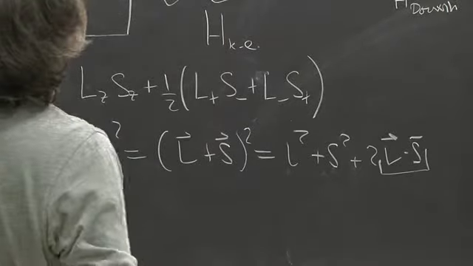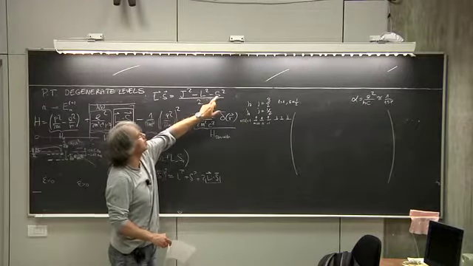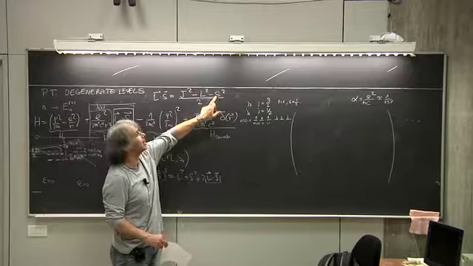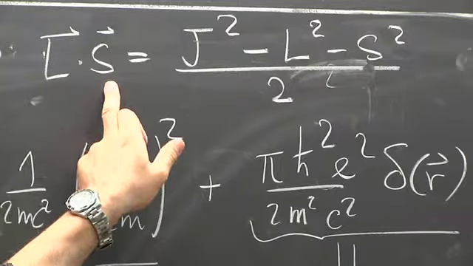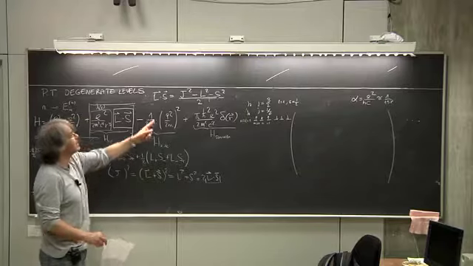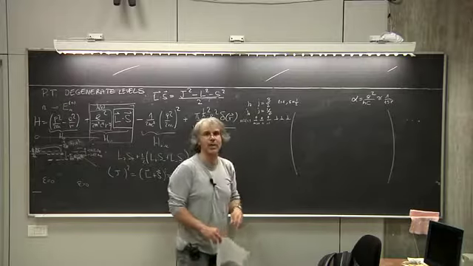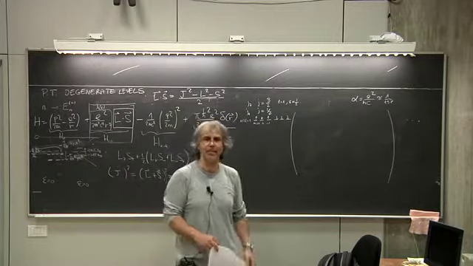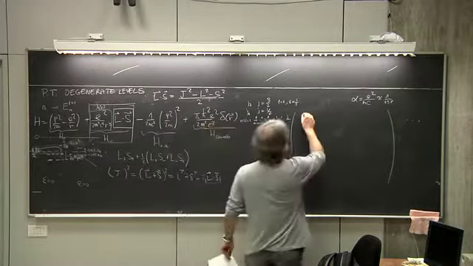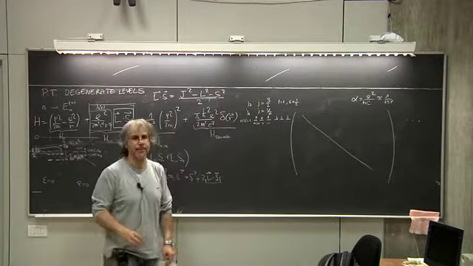So if you find eigenstates of J square, L square, and S square, they will be automatically eigenstates of L dot S, which means diagonal. So in this new basis, which is a combination of the previous one, which we constructed last time just for fun, the matrix is diagonal. It is not only diagonal, it's very simple.